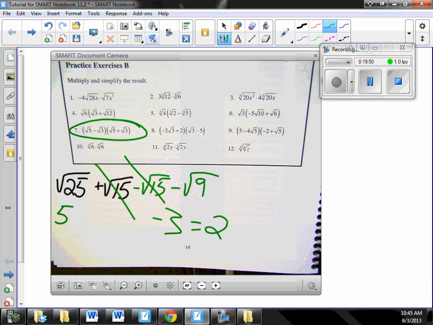So it's 5 and 5, 3 and 3. And they're exactly the same except for the negative. Do you notice the first parenthesis has the same numbers as the second parenthesis, but the sign between the two numbers are different? The first one's positive and the second one's negative. Whenever that happens, these middle two terms are going to cancel. But let's work number 8. It doesn't happen in number 8.